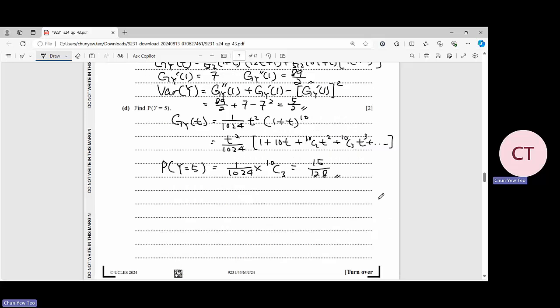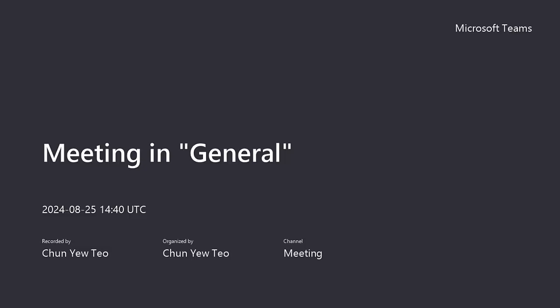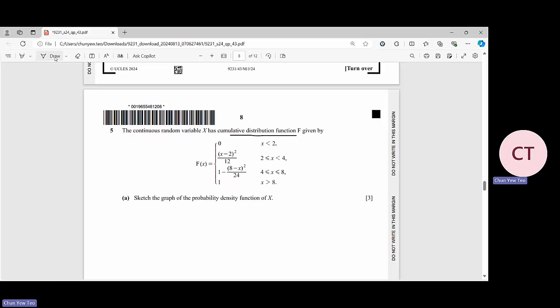Now we move on. Question number 5. Okay, now let's take a look at question number 5. The continuous random variable X has the CDF given as following. Then they want to find the PDF. They want you to sketch the PDF. So in order to find the PDF, we need to differentiate. First of all, your PDF is actually F prime of x.